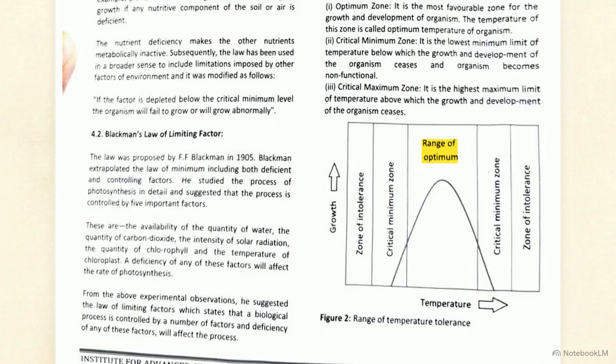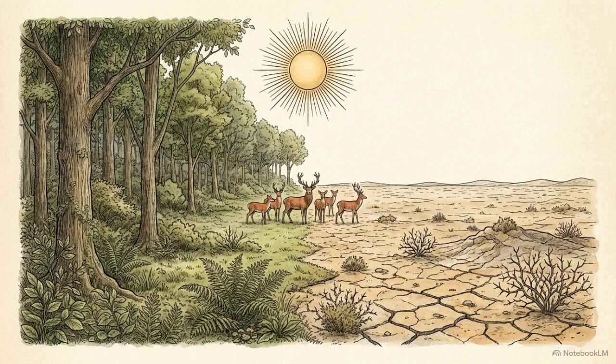This bell curve defines biological existence. The center is the optimum zone for maximum growth. As variables shift toward critical minimum or maximum limits, the organism enters physiological stress. Past those markers lies the zone of intolerance, where survival ceases. What happens to a population that is consistently forced to the edge of this curve?